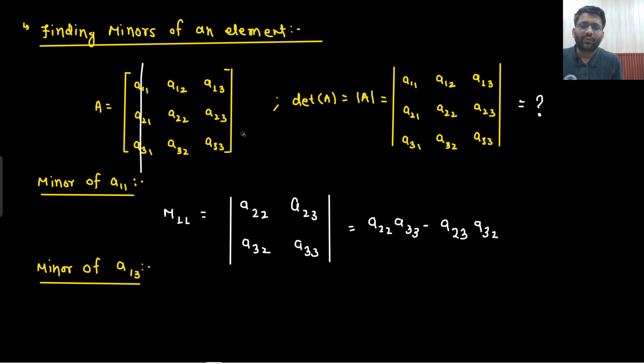Understandable? So this is what we will do. Similarly, can you write down the minor of A13? What will be the representation? M13. Can you write down the minor of A13? Yes sir, this is my A13.